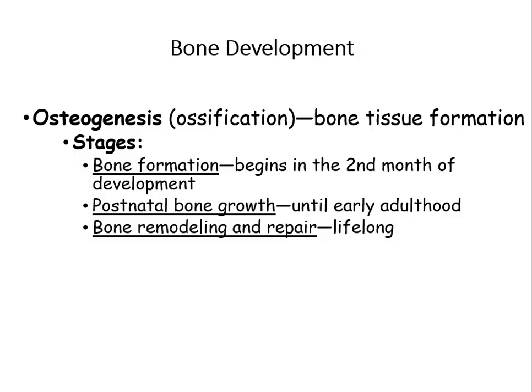So let's look at the three parts again. Bone formation begins about the second month of development. After birth, we have postnatal bone growth into early adulthood, and then bone remodeling and repair is lifelong. So osteogenesis or bone tissue formation is lifelong because bone remodeling and repair continues until death.